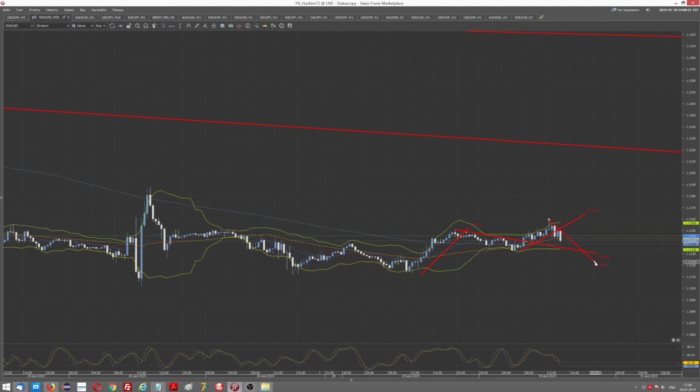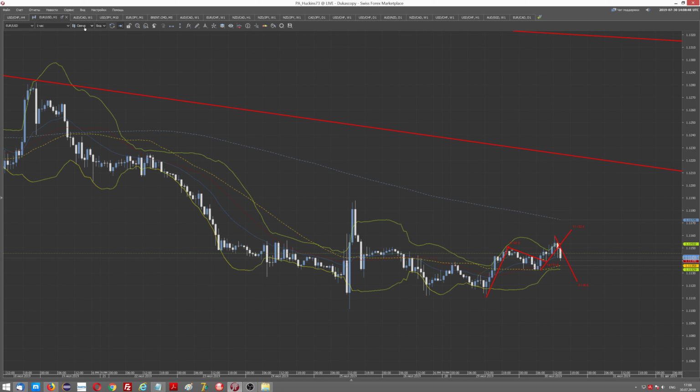And here we go. Looks like go down. Looks like this. By the way, this is not correct. It should look like this. Okay. Yes. Now is down structure. On 30 minutes and 1 hour it will be the same.